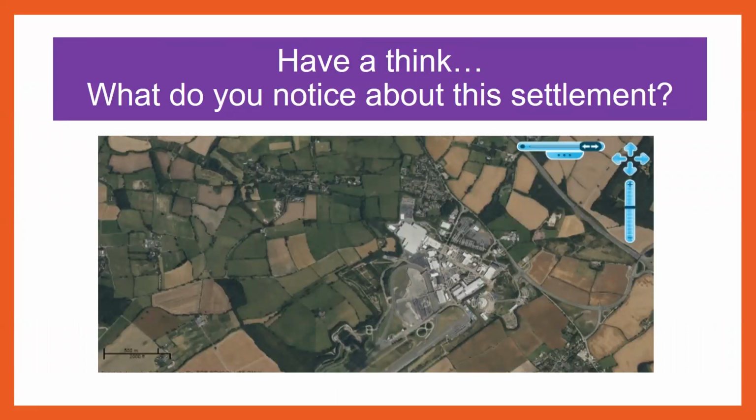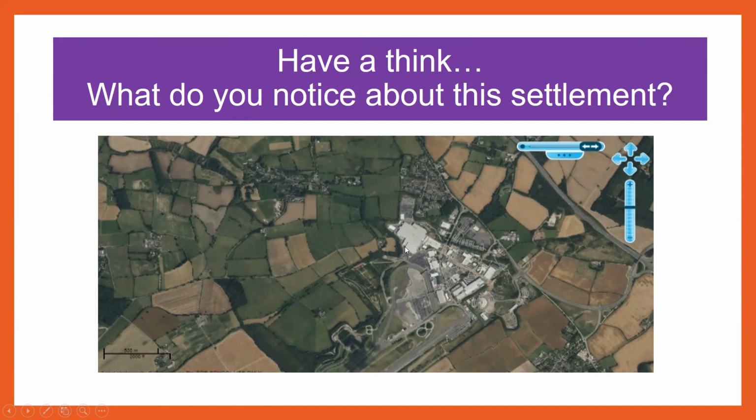So we've got an aerial photo of a village here, or well, some of you might think it's a village. Some of you might think it's a town, so have a think which one you think it might be. What do you notice in particular about this settlement? So we're looking at this settlement here. So there's one there and there's some other bits around.